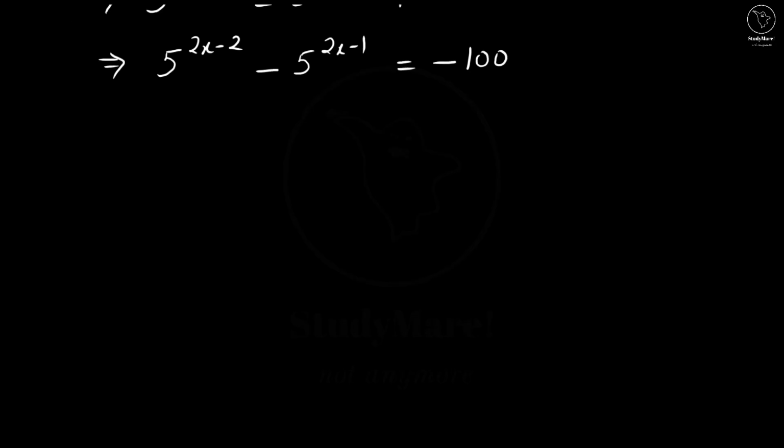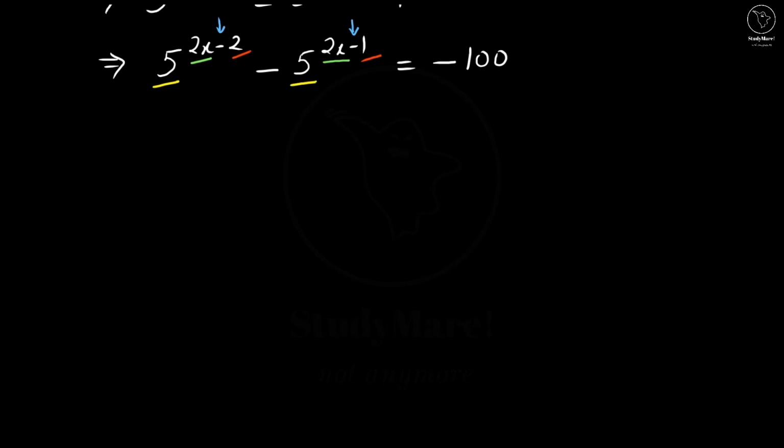Now, look at both the terms containing x. Base is same, which is 5. The first term in both the exponents is also same, which is 2x. The sign is also same, which is negative. But the last term varies, 2 and 1.